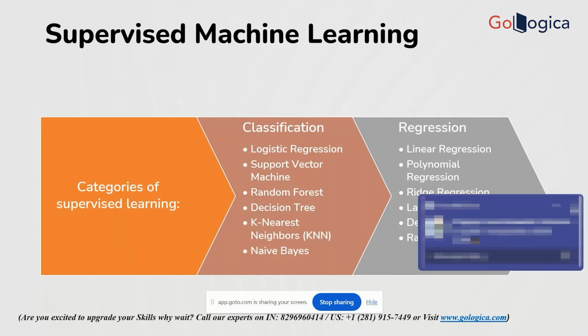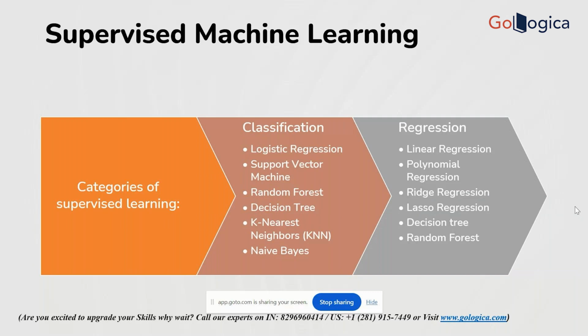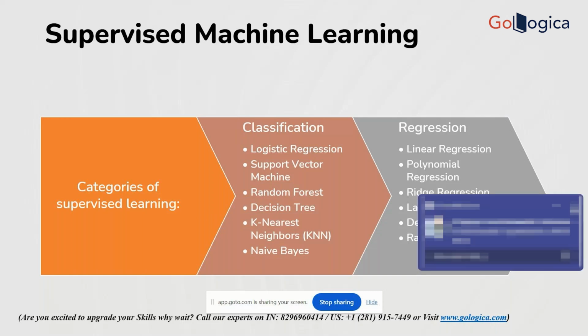There are two main categories of supervised learning. One is classification and the other is regression. In classification, we deal with predicting categorical target variables which represent discrete labels or classes. For instance, classifying emails as spam or not spam, or predicting whether a patient has a high risk of heart disease. Classification algorithms learn to map the input features to one of the predefined classes.